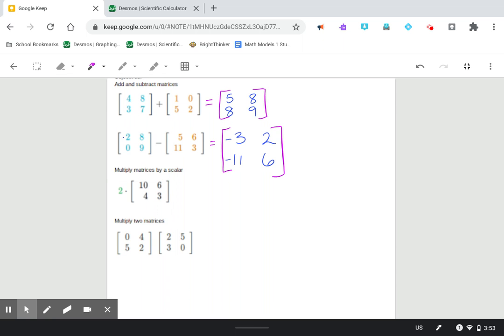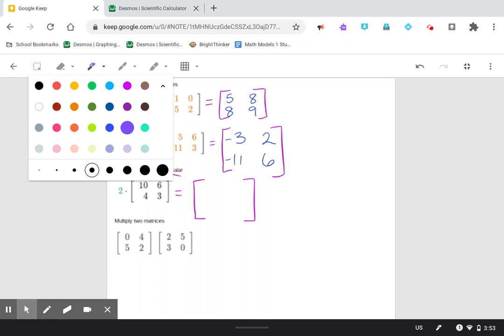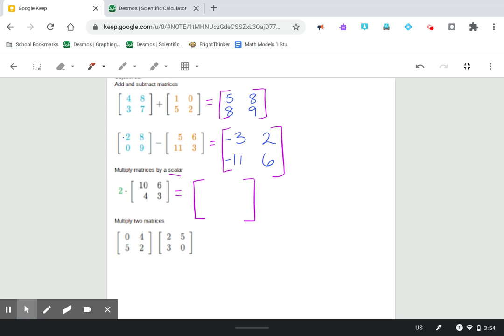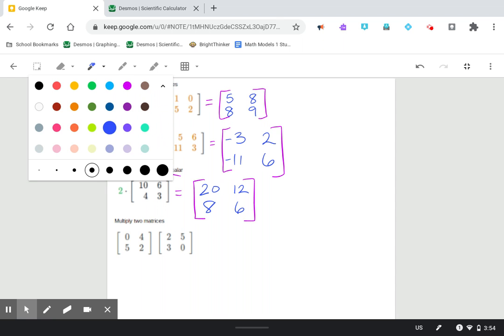Then we have this question about scalar multiplication. So scalar multiplication is when we multiply matrices by a single number. And all that happens is that that number gets basically distributed throughout the matrix. So 2 is going to be multiplied by all 4 of those numbers. So it's pretty straightforward. 2 times 10 is 20. 2 times 6 is 12. 2 times 4 is 8. 2 times 3 is 6. And that is it for scalar multiplication. So those are probably the easiest ones that we worked with.